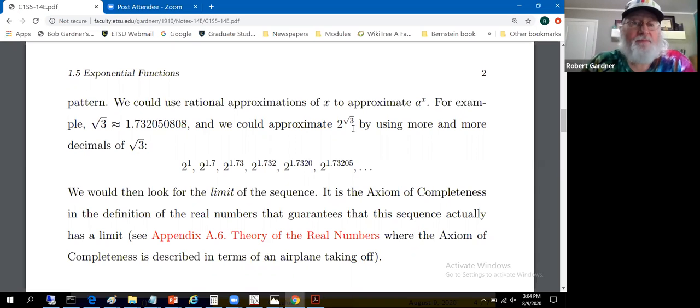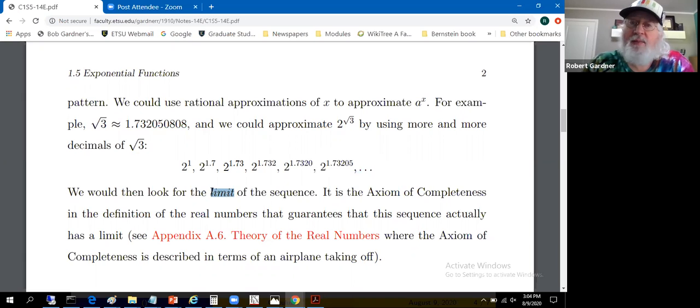We could approximate. We could say, well, the square root of 3 is approximately this thing here to a whole bunch of decimal places. So we could say 2 to the square root of 3 should be, let's say, 2 to the 1, or 2 to the 1.7, or 2 to the 1.73, and just keep adding these decimals to that exponent. You're adding a finite number of decimals, so you're dealing with a rational exponent. So we know what that means. We just defined that on the previous page. Dot, dot, dot. So what I could do is maybe say 2 to the square root of 3 is the limit of this sequence, whatever a limit is.